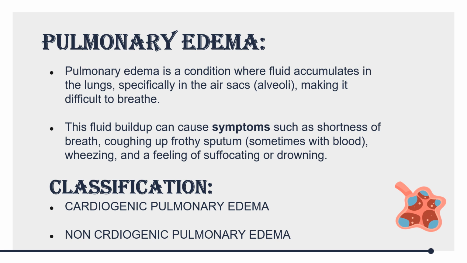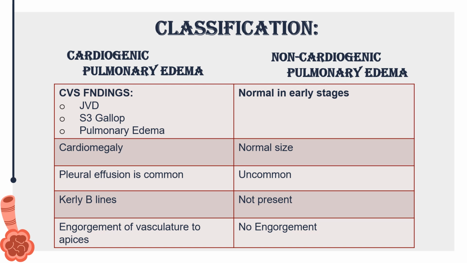Patients with this condition have a symptom of shortness of breath, coughing with sputum, wheezing, or a feeling of drowning or suffocation. Now we have a classification of pulmonary edema. One is known as cardiogenic pulmonary edema and the other one is known as non-cardiogenic pulmonary edema. Now we have classification or differentiation between cardiogenic and non-cardiogenic pulmonary edema.